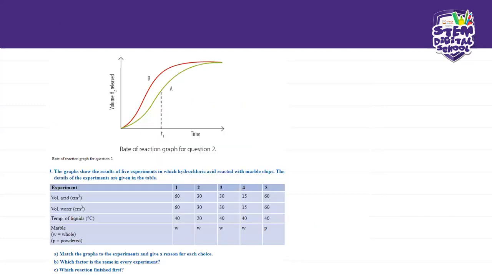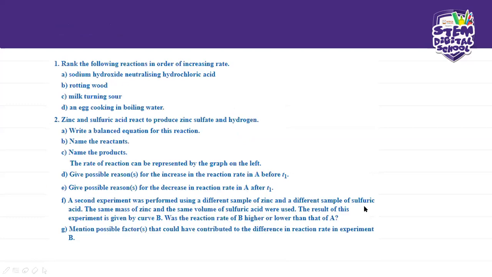to number F. Number F says a second experiment was performed using a different sample of zinc and a different sample of sulfuric acid. Okay. So this is the second one that's performed. If, for example, for the first one, we use 10 grams of zinc and 10 centimeter cubed of sulfuric acid, this time we'll probably use 15 grams of zinc and 50 solution of sulfuric acid. So they say the same mass of zinc and the same volume of sulfuric acid were used.